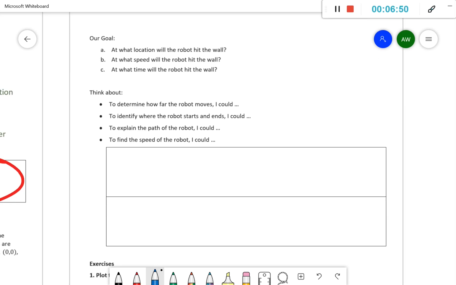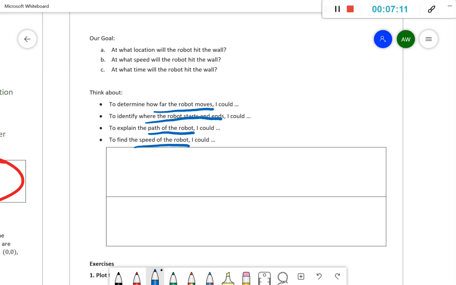So what I'm asking you to do here is think about what you could do using math or using your drawing skills, or if you were physically in the room, what could you do to figure out how far the robot moves, where the robot starts and ends, the path of the robot, or the speed of the robot?